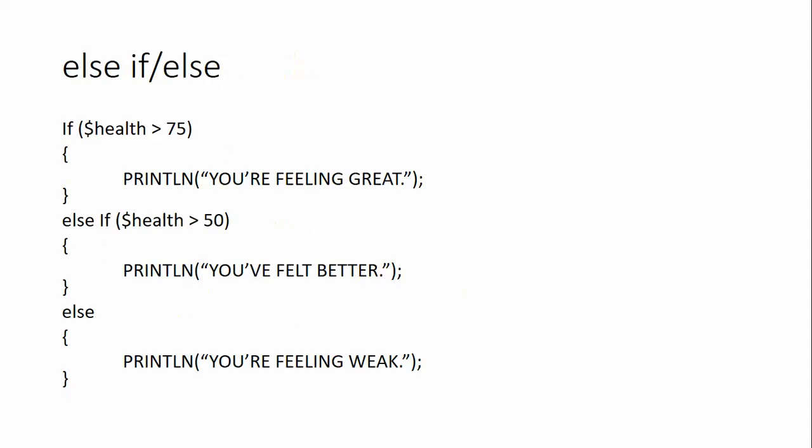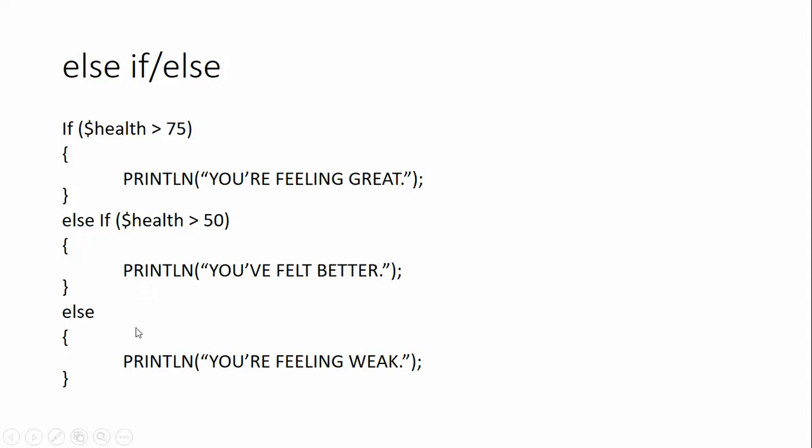Let's take another look at an example. Here is an example of an else if statement. You can chain these things together to handle various possible scenarios. So in this case, it says if health is greater than 75, print you're feeling great. Else if health is greater than 50, print you felt better. Else print you're feeling weak, right? So it's going to evaluate one of these three cases.